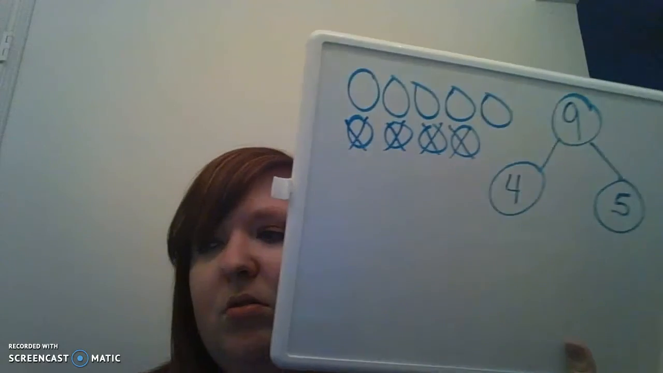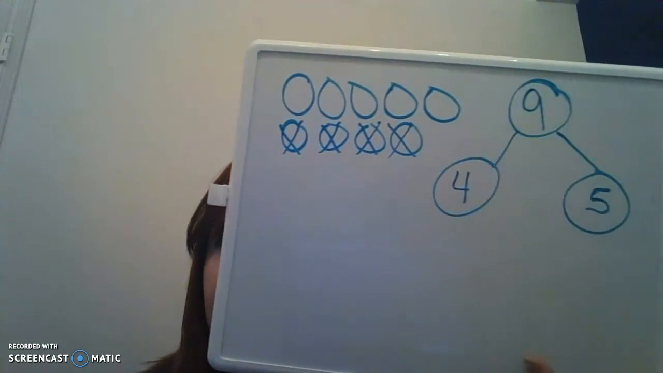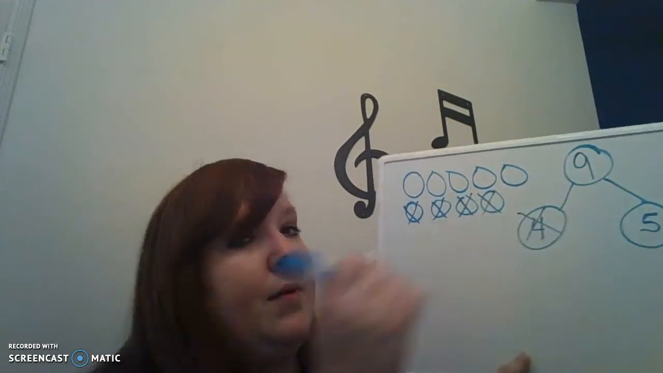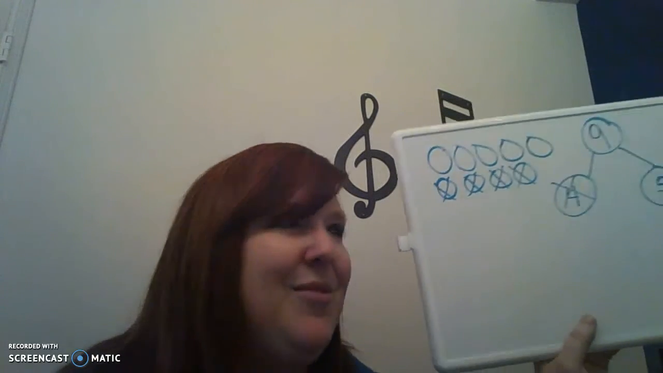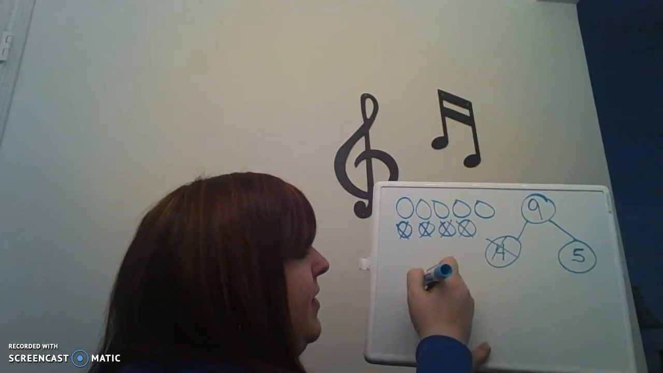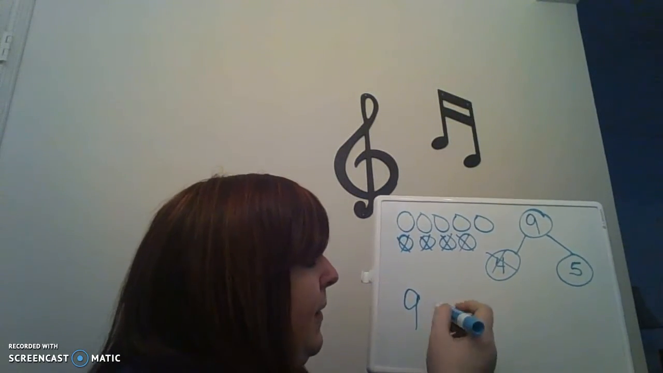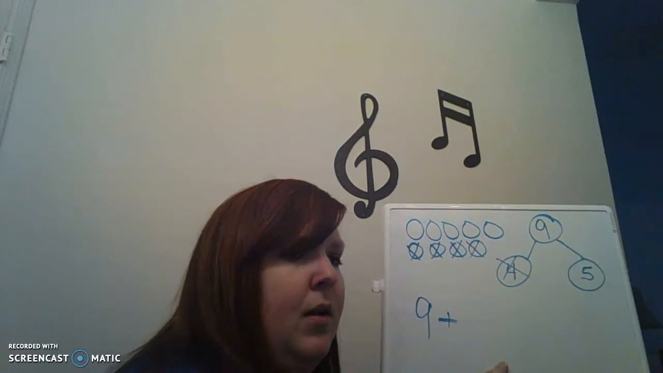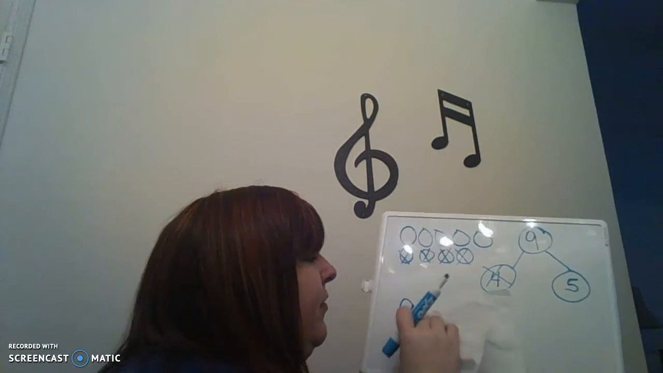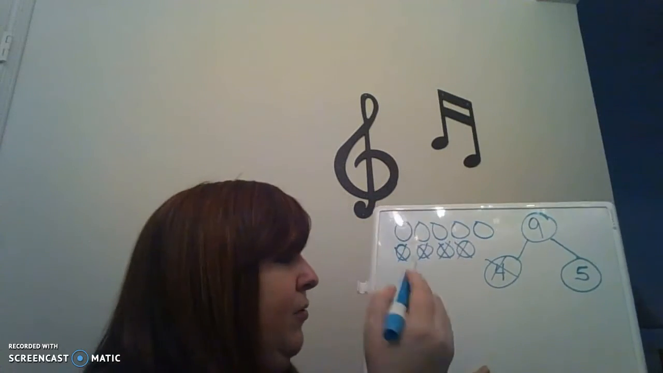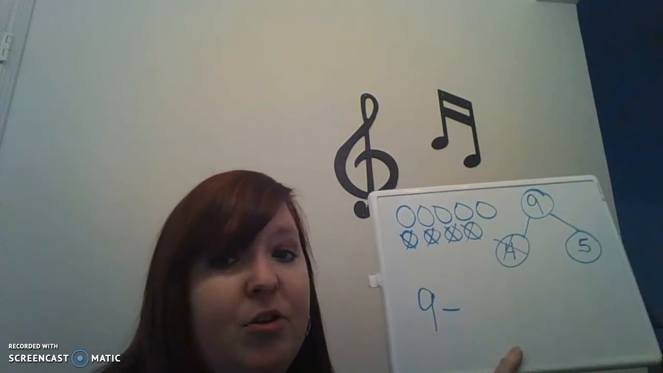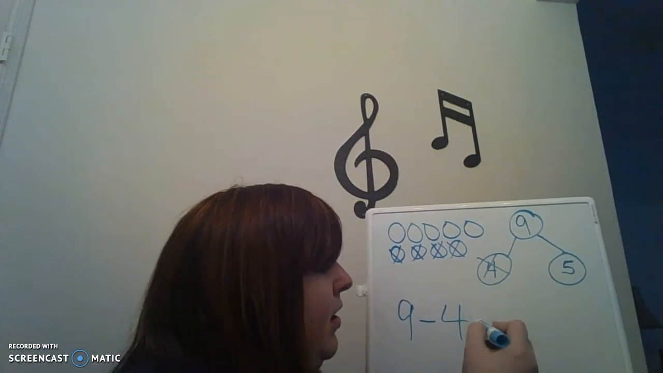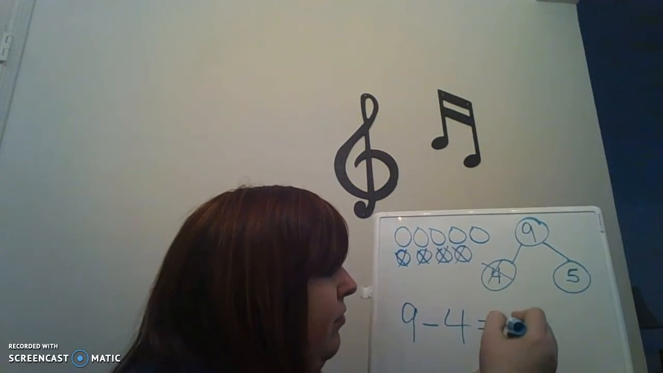What else do I need to do to my number bond? I need to cross off the 4, because I took 4 away. Okay, let's write our number sentence. Ready? We start with 9. Should I put a plus sign? Why not? Because I'm not adding, I'm not giving grapes, I'm taking them away. So I need to put a minus sign because that shows me you're taking away. 9 minus 4 equals 5.